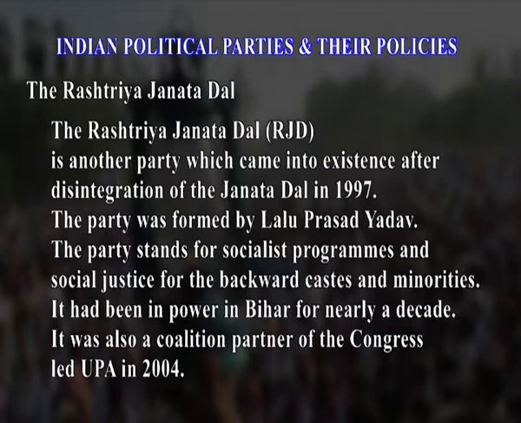And the last one is the Rashtriya Janata Dal. The Rashtriya Janata Dal, that is RJD, is another party which came into existence after the disintegration of the Janata Dal in 1997, and the party was formed by Lalu Prasad Yadav. The party stands for socialist programs and social justice for the backward castes and minorities. It had been in power in Bihar for nearly a decade. It was also a coalition partner of the Congress led UPA in 2004. So, these are the broader national political parties.